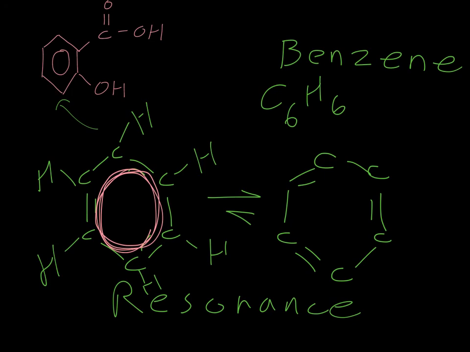So when we look at the salicylic acid, we have a benzene molecule at the heart of our structure. So that's one thing. We now know what we're looking at. When we look at our salicylic acid, we have a benzene structure, C6H6, with double bonds that are in resonance with each other.